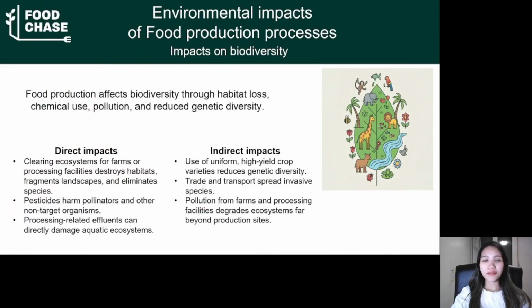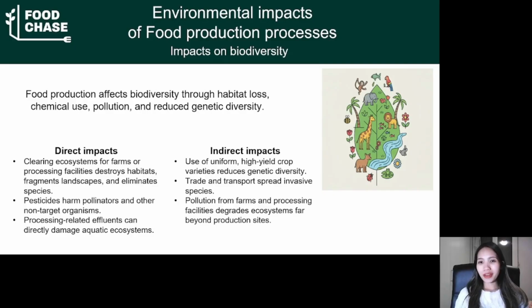Food production affects biodiversity through habitat loss, chemical use, pollution, and reduced genetic diversity. Considering the direct impact, clearing ecosystems for farms or processing facilities destroys habitat, fragments landscape, and eliminates species. Pesticides can harm non-target organisms like pollinators. Processing-related effluents can also directly damage aquatic ecosystems.